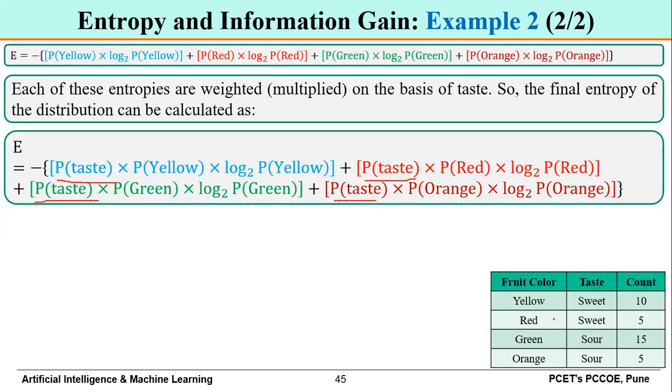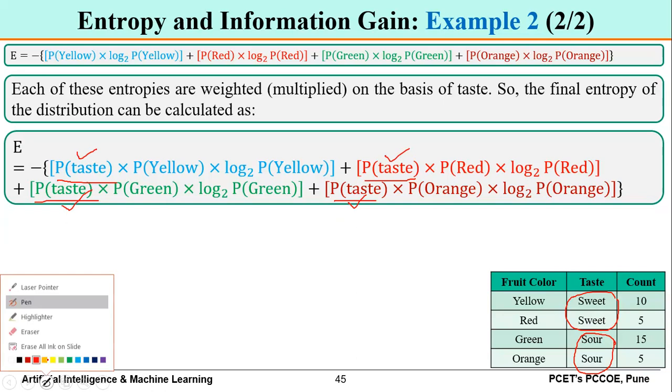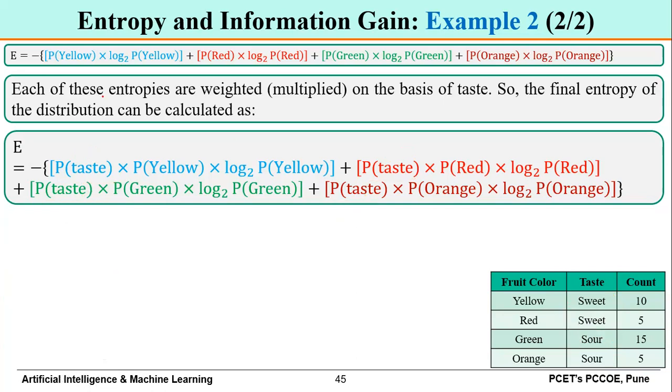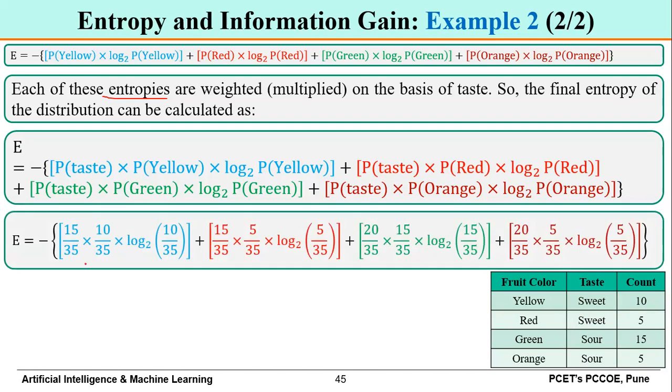You can see in the table, right? There are two colors of fruit for which the taste is sweet, and when the fruit is green or orange, the taste is sour, that is acidic in nature. So whatever probability we estimated for sweet as well as sour, we will multiply, so that we get the weighted entropies, and that will be the better, or we would say final, entropy for the distribution. Now we will put those values.